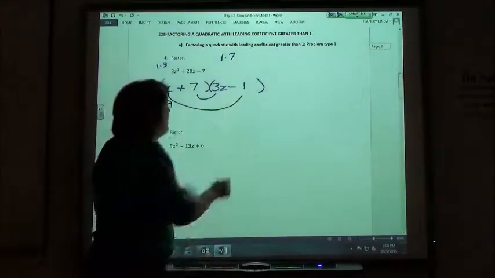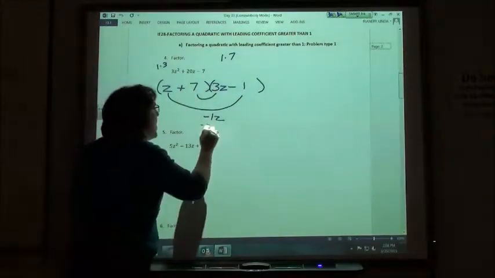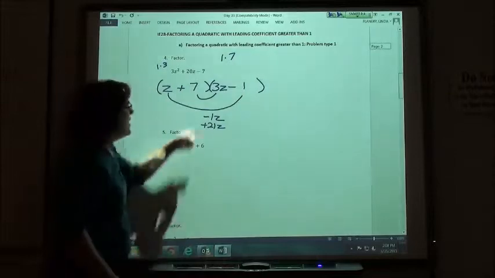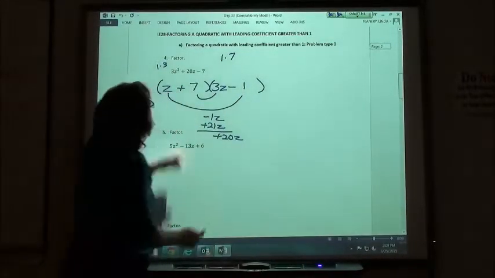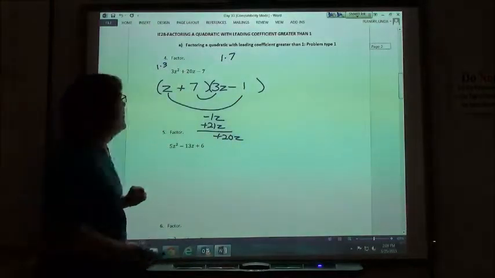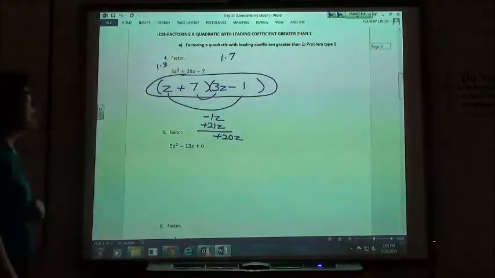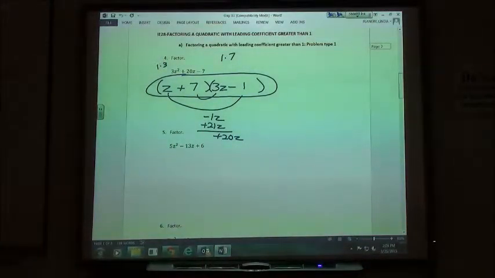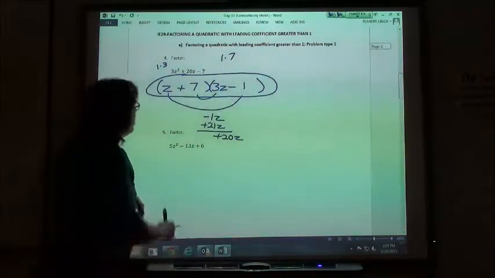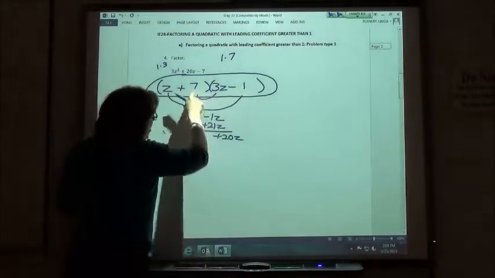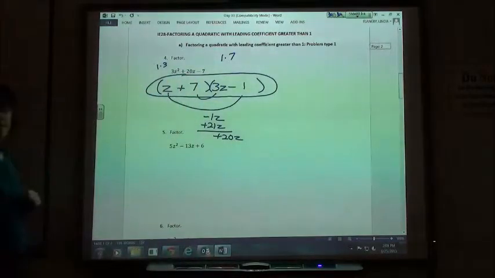Z times negative 1 would be negative 1z. 7 times 3 is a positive 21z. Negative 1 plus 21 would be positive 20z. And yes, that's what I want to have. And so the z plus 7 times 3z minus 1 is going to be what my answer is going to be. You could FOIL the whole thing out if you want, but the quick check is just check the outside product plus the inside product, because that's the pair that adds up to the middle, to double check.